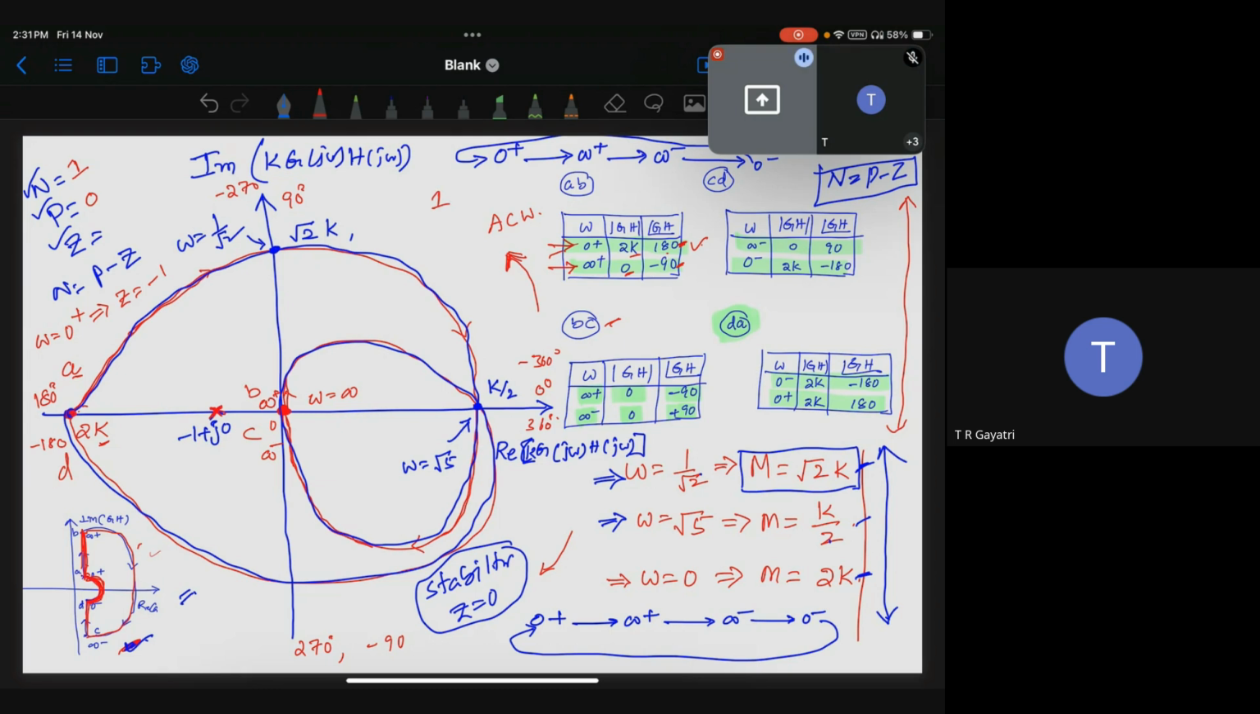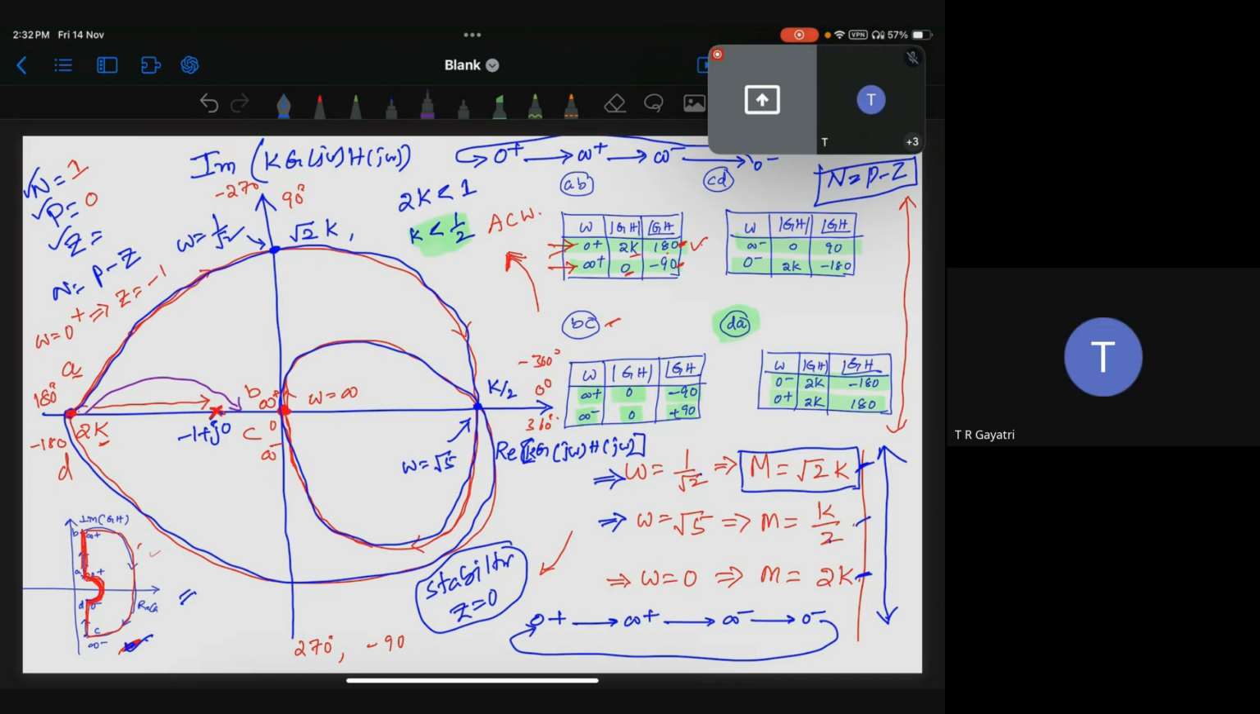So if you move this 2K point in this direction, so that this 2K is less than 1. Yes or no? Yes, sir. So that means K is less than 1 by 2, 1/2. If K is less than 1 by 2, what will happen to the curve? So this point will go somewhere here, correct?